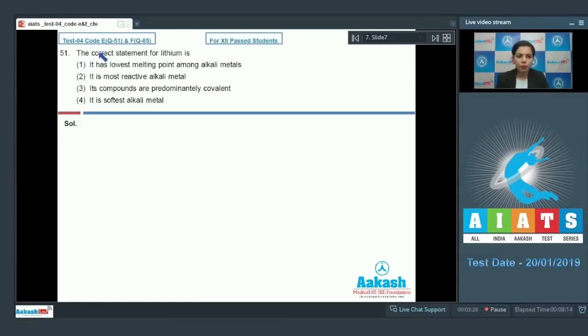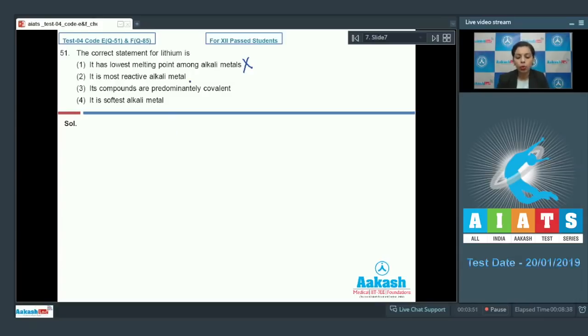Question number 51. The correct statement for lithium is, let's check the statements. It has lowest melting point among all alkali metals. If I talk about alkali metals, lithium has the smallest size and it is very hard and it has high melting point also. It means this statement is wrong.